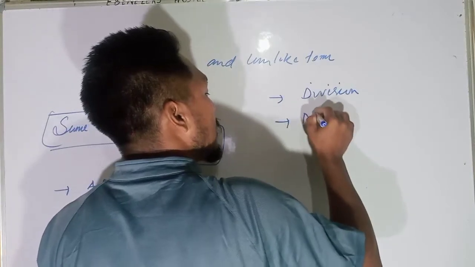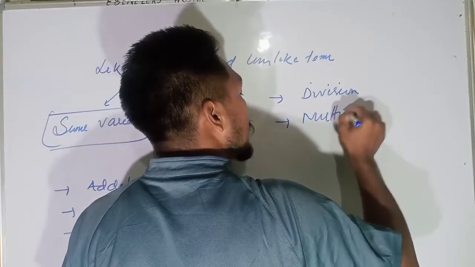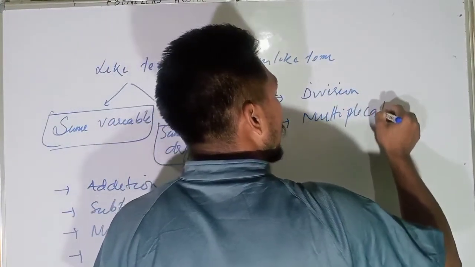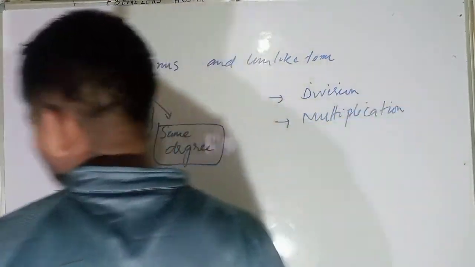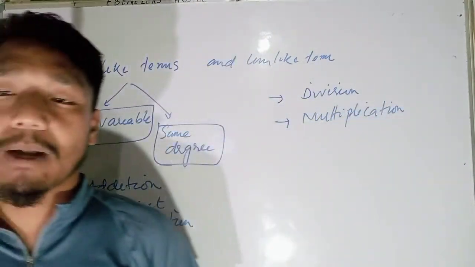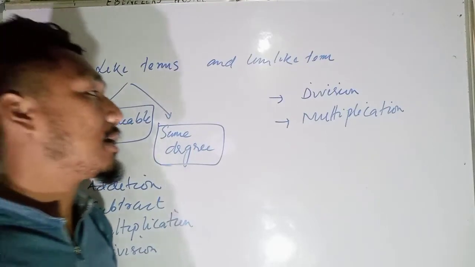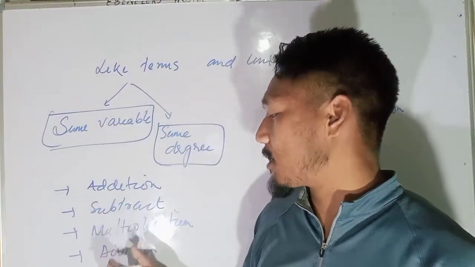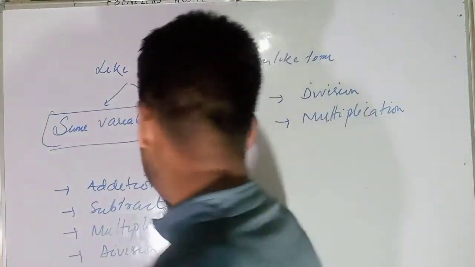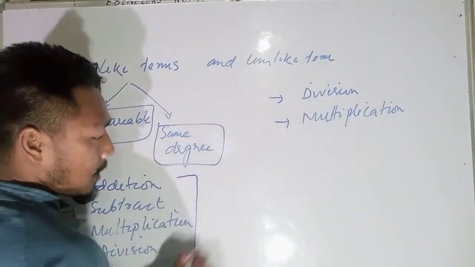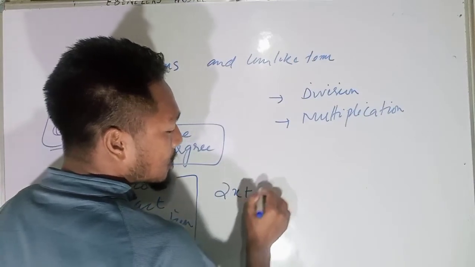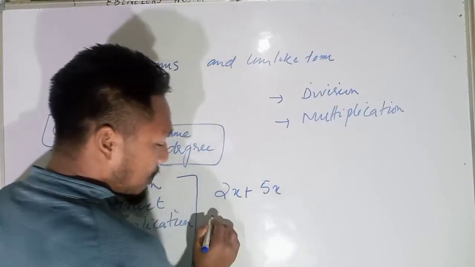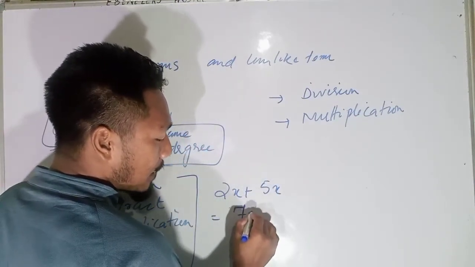We can only do divisions and multiplication in terms of unlike terms. But in terms of like terms, we can do addition, subtraction, multiplication and division. That means 2x plus 5x, we can add them, and it becomes 7x.